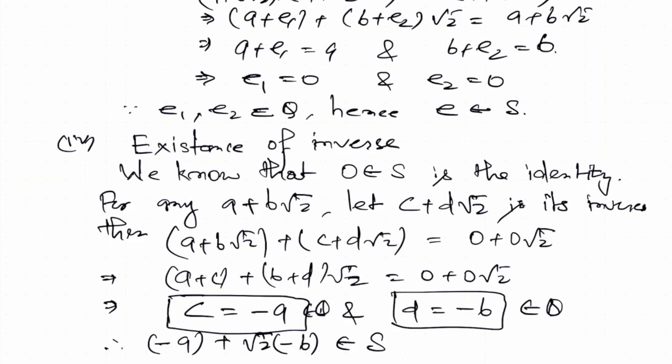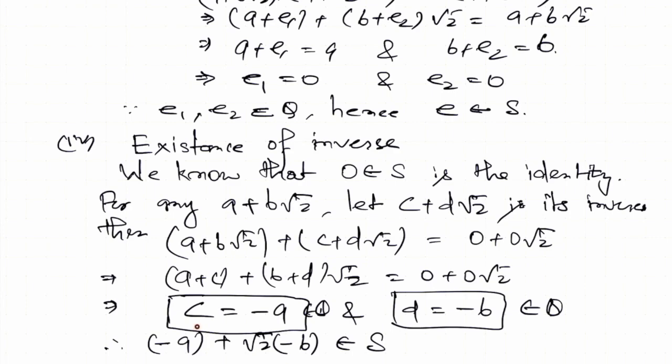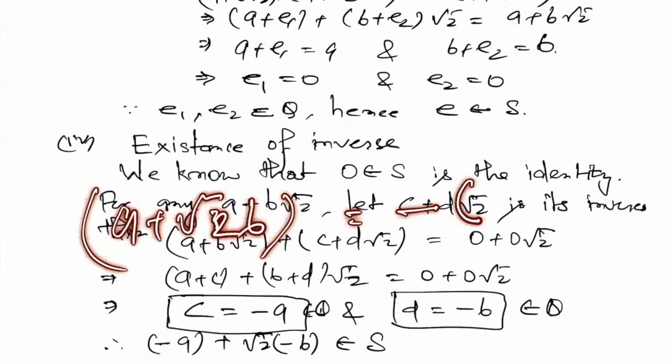Now the last part, we have to show the existence of inverse. Since we have got the identity, you know that the identity is required to define the inverse. We always have to check that the identity belongs to the set. Existence of inverse is impossible without existence of identity. Suppose you have one element a plus b root 2 and consider c plus d root 2 as its inverse, then their sum should be equal to the identity. By solving the equation, it turns out that c equals minus a and d equals minus b. So the inverse of a plus root 2 b is actually minus of a plus root 2 b.